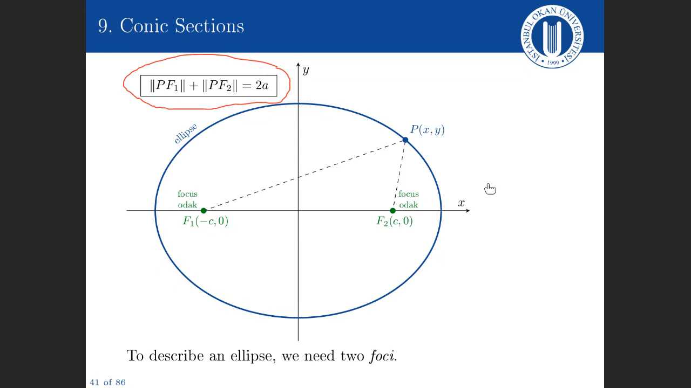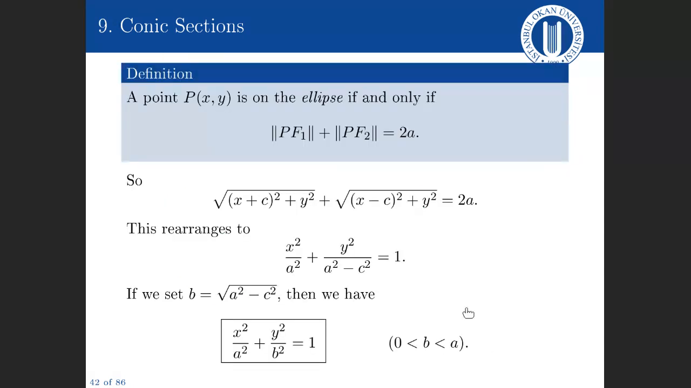The rule is that the distance from P to F1 plus the distance from P to F2 must be a constant. Think back to the picture I showed you before with the string and the pencil. The length of the string doesn't change. That's the same as saying that the sum of these two distances doesn't change. So, formally, a point (x, y) lies on an ellipse if and only if this equation is true. Just as we did with the parabola, we can get the standard equation for an ellipse. I'm going to skip the details here. I'll leave this for you to check. We get x squared over a squared plus y squared over a squared minus c squared is equal to 1.